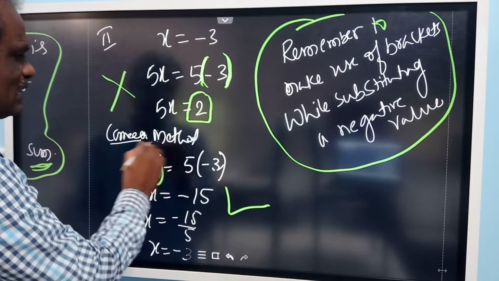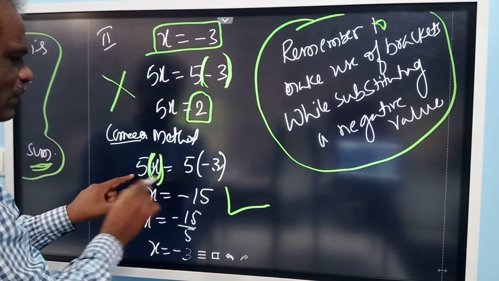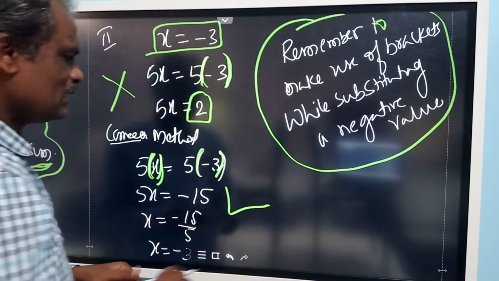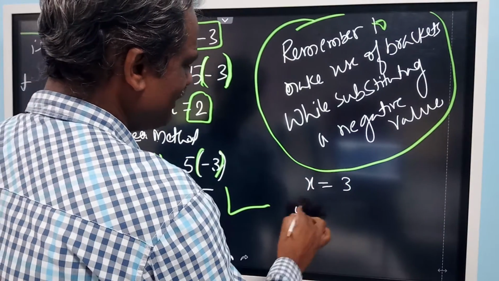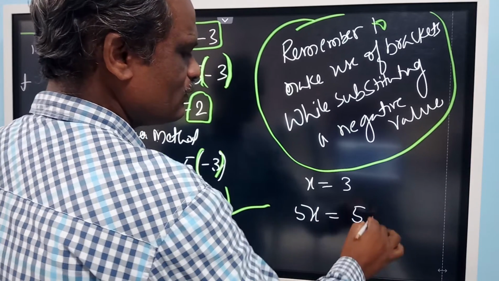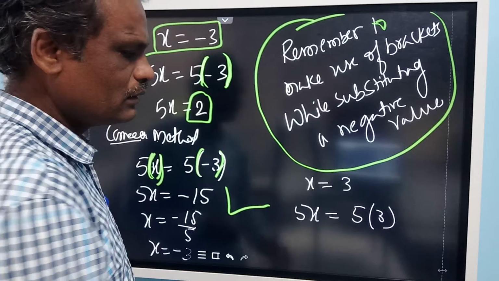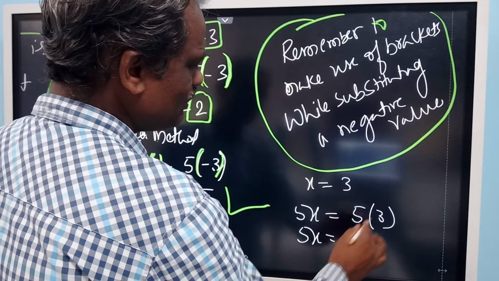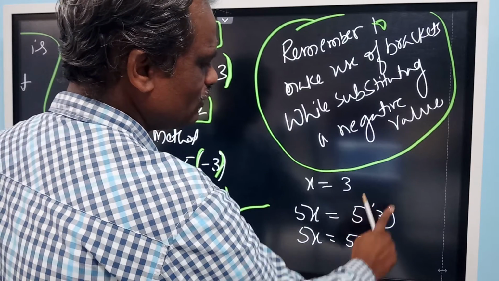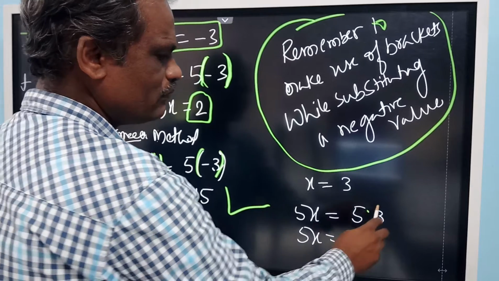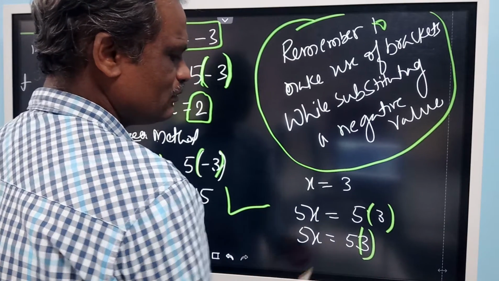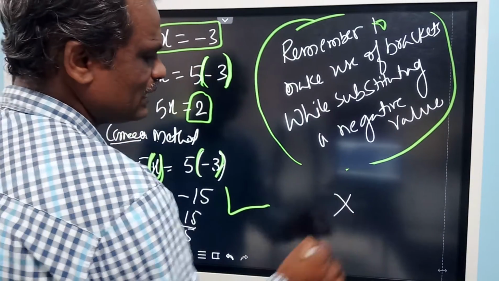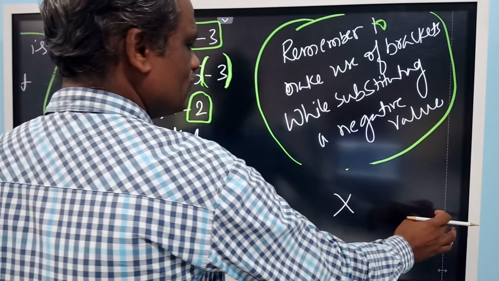5 into the x value here, minus 3. 5x you want, 5 into minus 3, that means you have to use a bracket here. Suppose x is equal to 3, then 5x, what will you write here? 5 into 3. Even for 5 into 3 you have to use the bracket, otherwise if you don't use the bracket it will become 53. Bracket you have to use. Then 15. Okay. Whether it is negative or positive, better to use a bracket or a multiplication sign before multiplication.